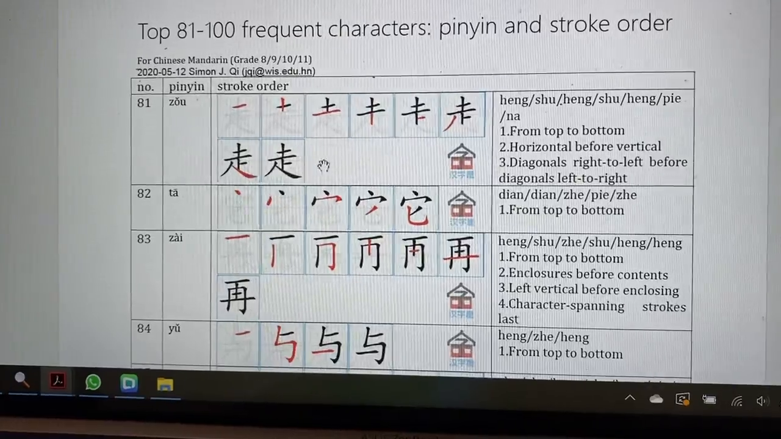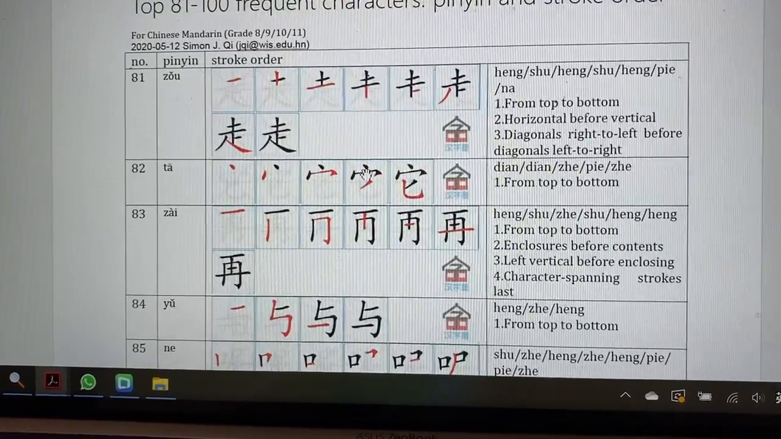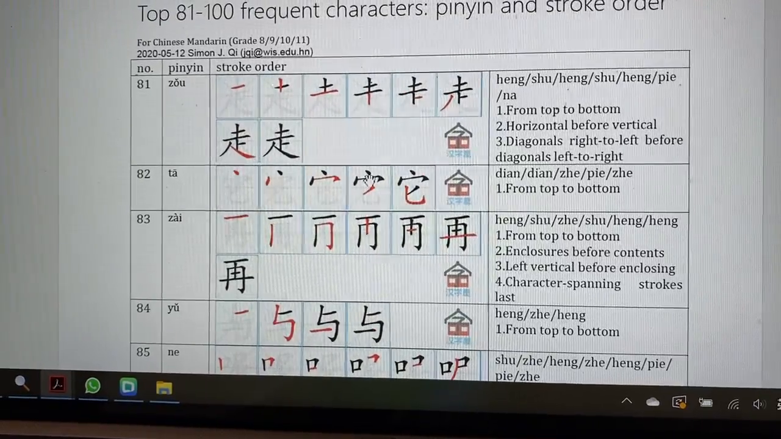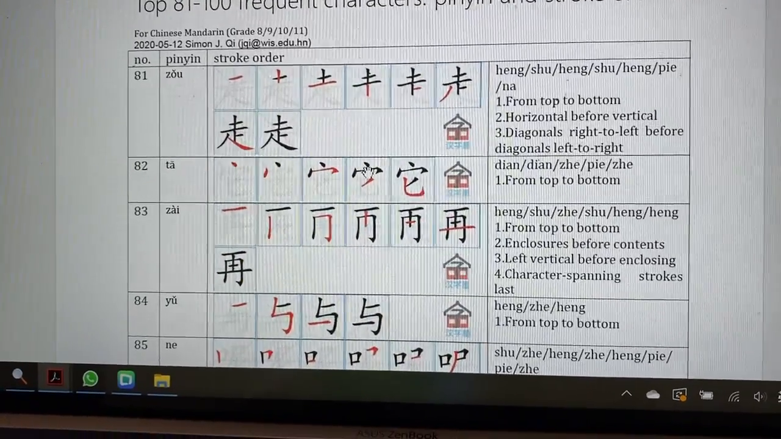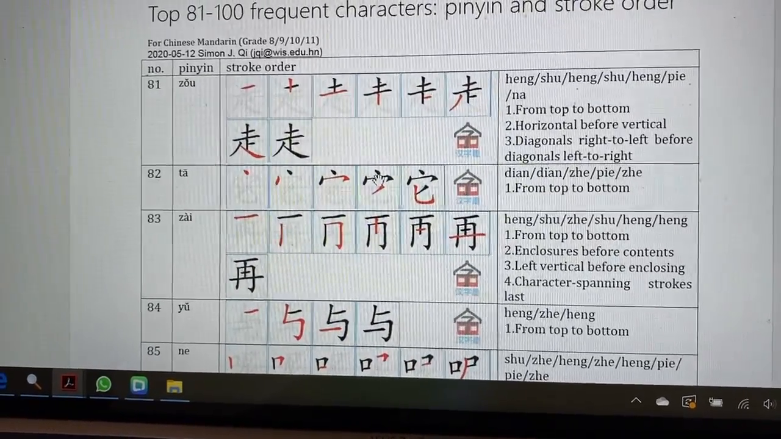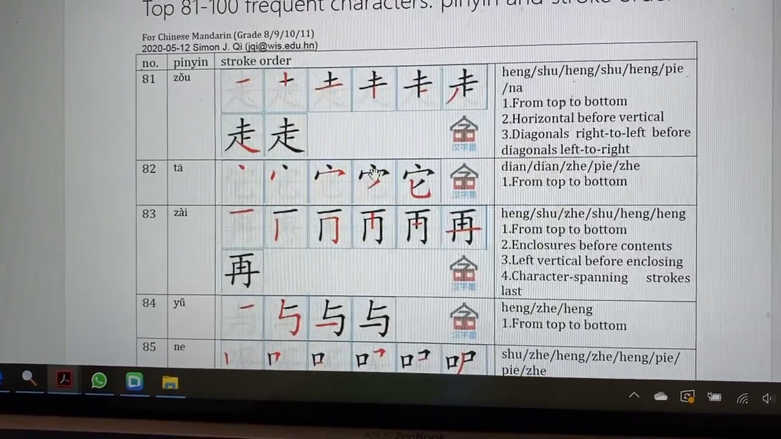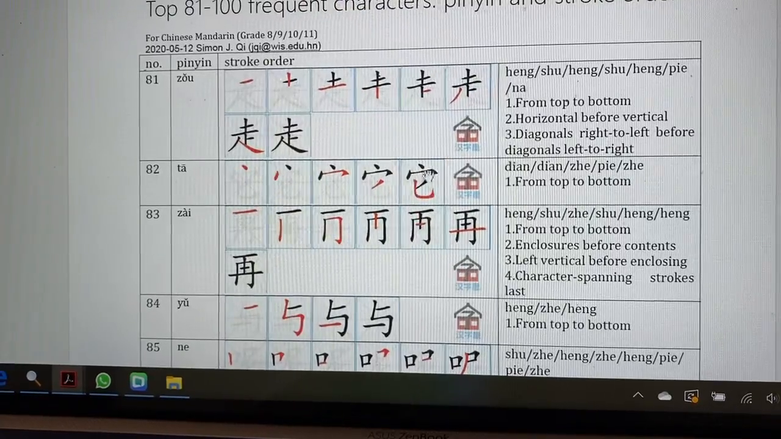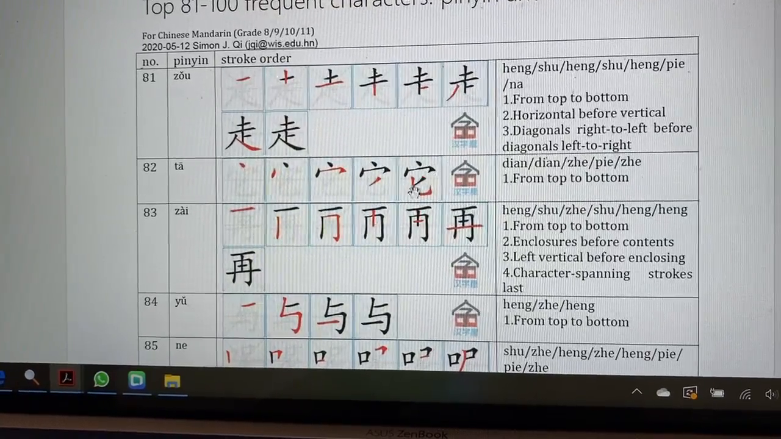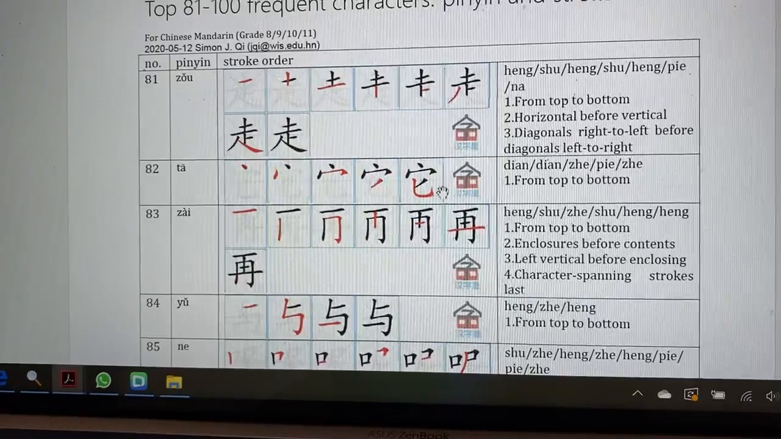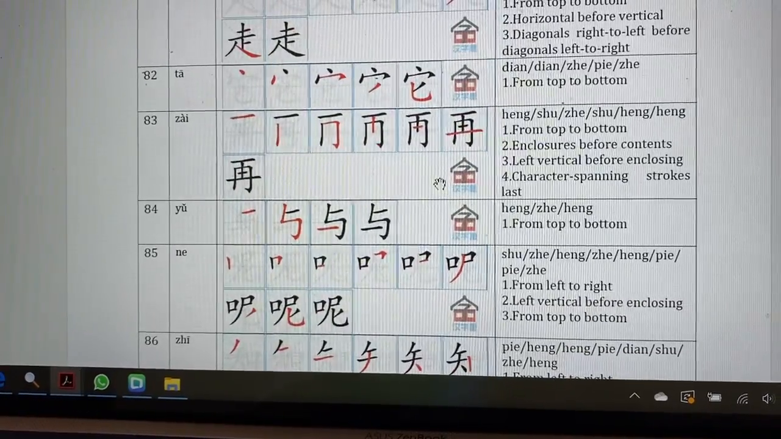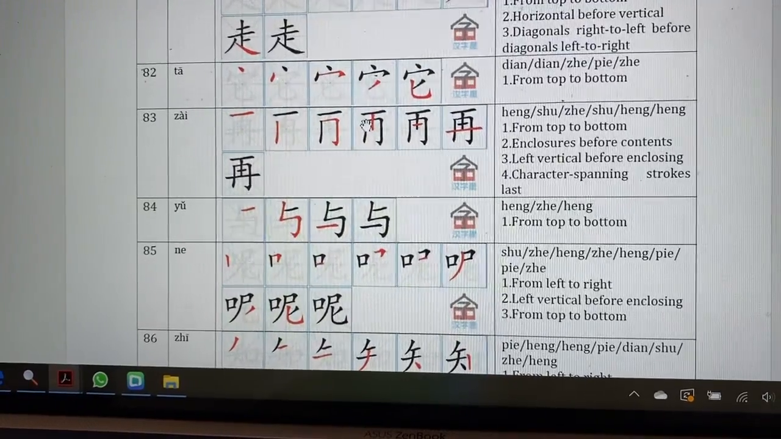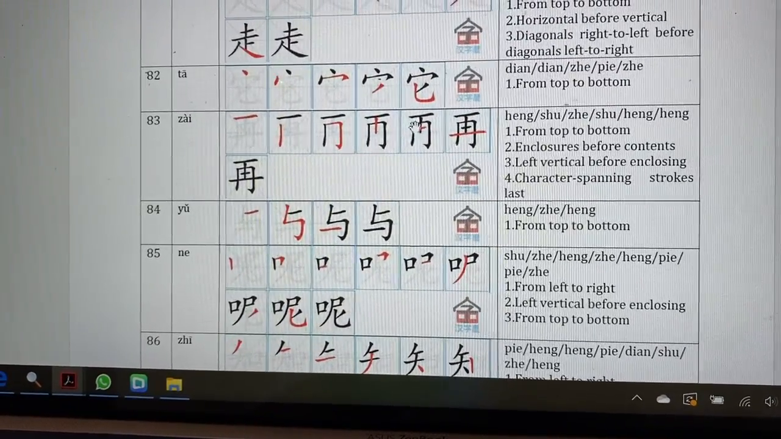And for this ta, this is the non-human ta. We have done the male ta and the female ta before. And this one is the animal or non-living things ta, okay? So we start with the cover like this, and then we write this thing, okay? It's easy.